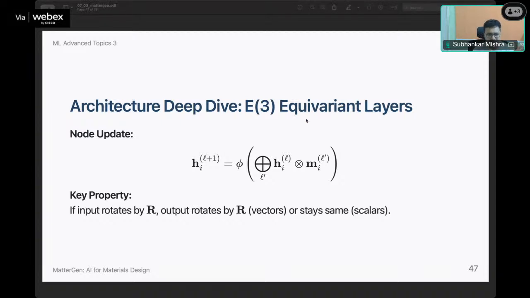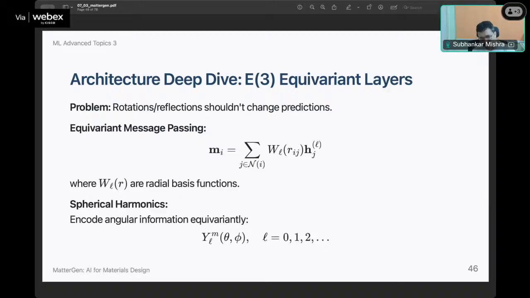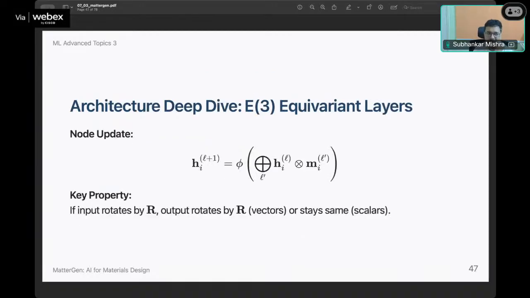The first step is to make sure that the message itself is updated such that even if there is a rotation, it does not affect the eventual message. And when the node has to be updated, you aggregate the messages from the neighbors, but still maintain the crucial geometric consistency throughout the network, right? So even if the input rotates by R, the output also rotates by R, and vectors stay the same if it is scaling.